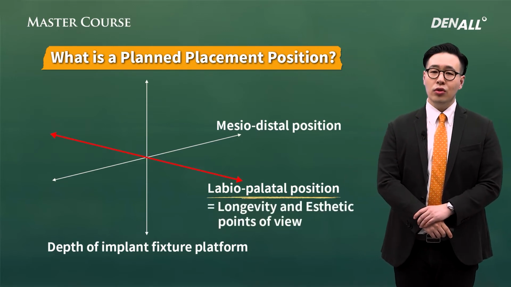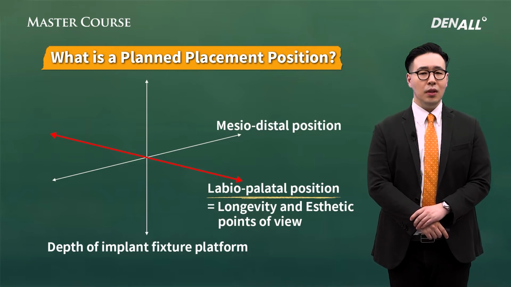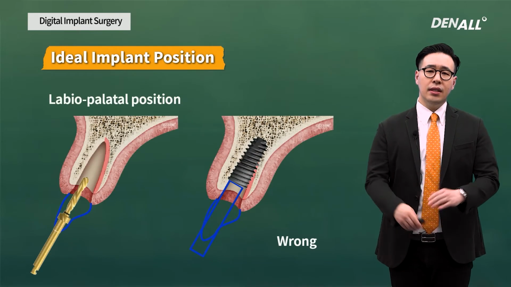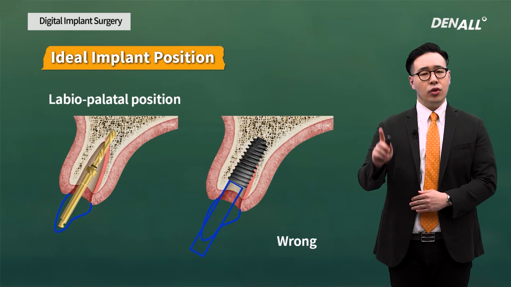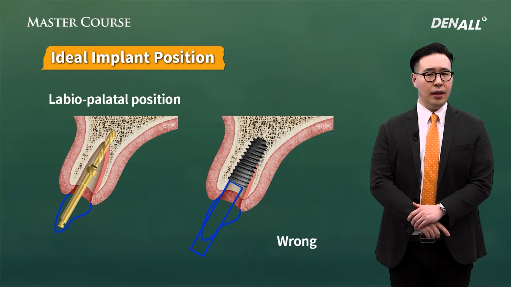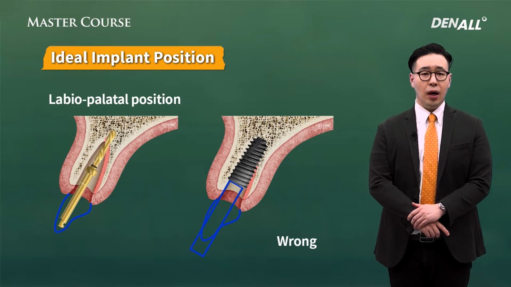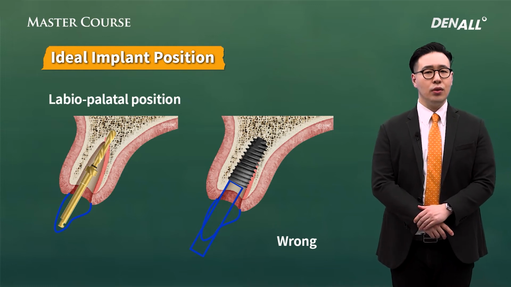First, the labiopalatal position of an implant affects the implant's long-term survival and aesthetic factors, especially in the anterior region. Placing the implant according to the extraction socket is a common mistake. It depends on the appearance of bone in a patient, but in most cases, it should be placed closer to the palatal wall to preserve the volume of the buccal bone to make a more aesthetic definitive prosthesis.